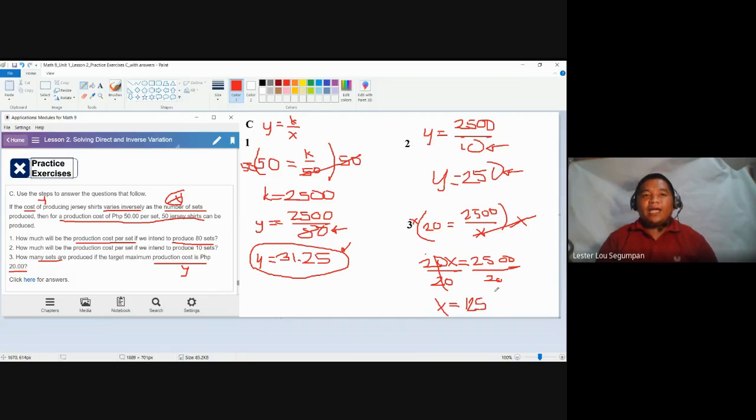So in this situation, if you would like to have a 20 pesos per set production cost, you need to ask the company to produce 125 jersey shirt sets. As you can see, we have a different situation when we deal with direct variation and this inverse variation. So this is now the content of the third video for module number 2.